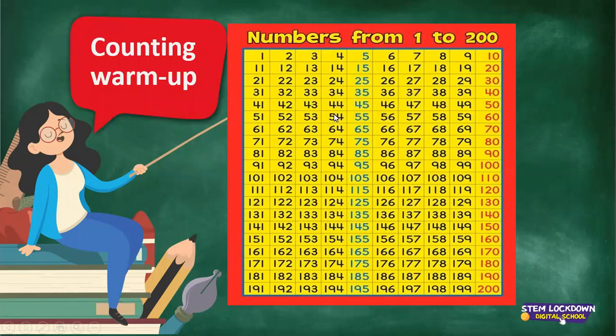48, 44, 40, 36, 32, 28, 24, 20, 16, 12, 8, and 4. Next week, we are going to count faster. We have to speed up our counting.